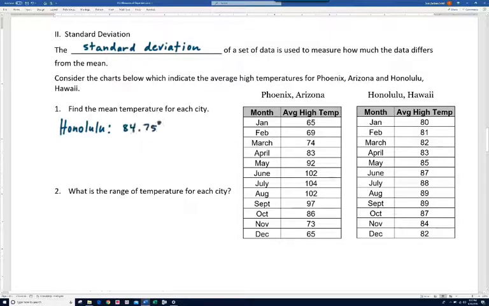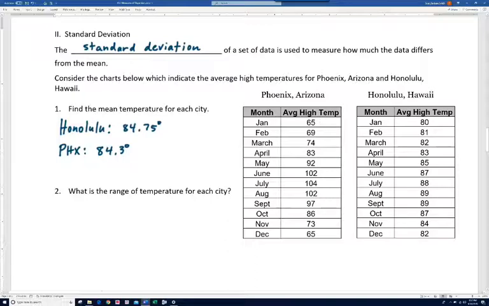So for Honolulu, the mean temperature, you should get 84.75 degrees. For Phoenix, you should get 84.3 degrees. So if this is the only measure you had and you didn't know anything about these two locations, you might think that the climate there is very similar. The average temperature or the average highs throughout the year are pretty much the same or very close.